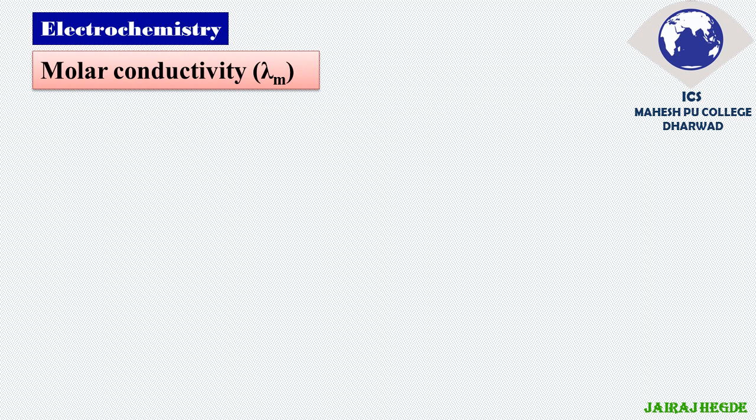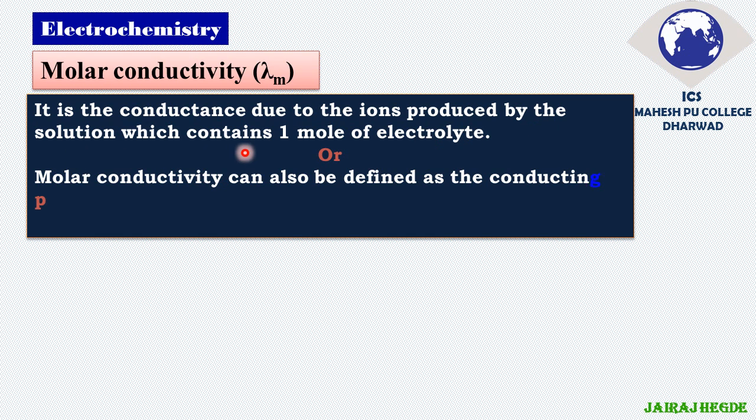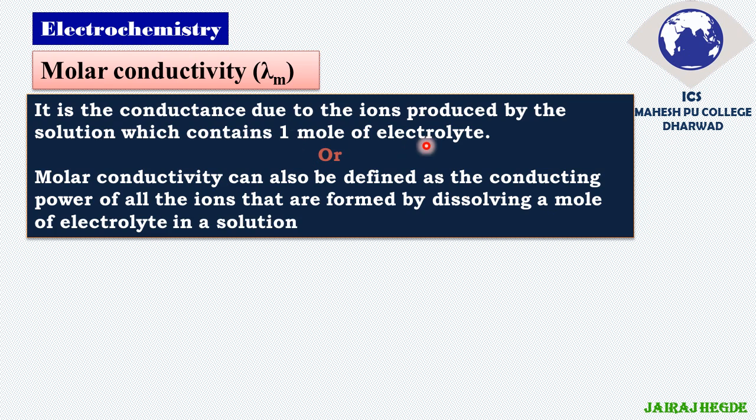Let us see what is molar conductivity. Molar conductivity is also denoted by the letter lambda m. It is the conductance due to the ions produced by a solution which contains 1 mole of electrolyte. The solution must contain 1 mole of electrolyte, and the conduction produced by those ions is called molar conductivity. It can also be defined as the conducting power of all ions that are formed by dissolving a mole of electrolyte in the solution.